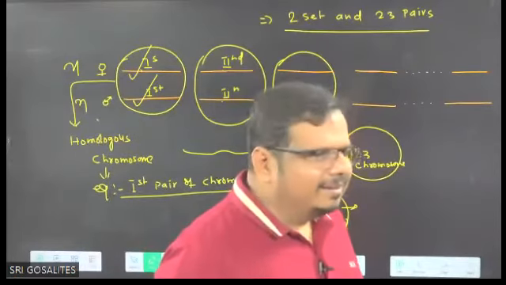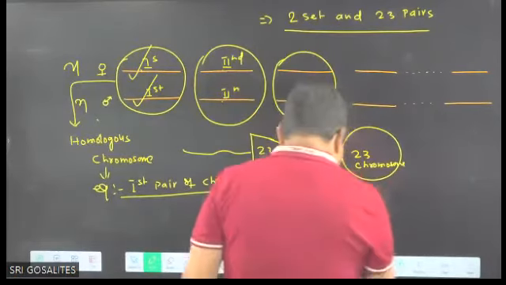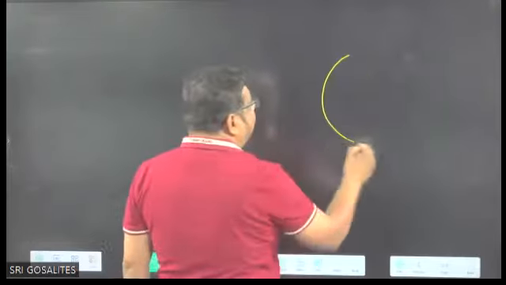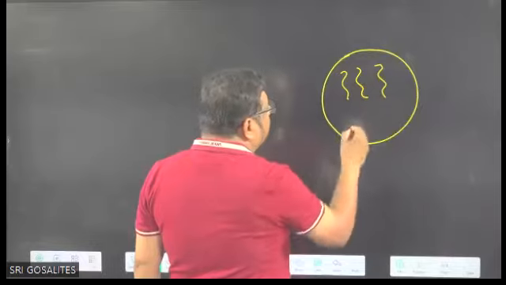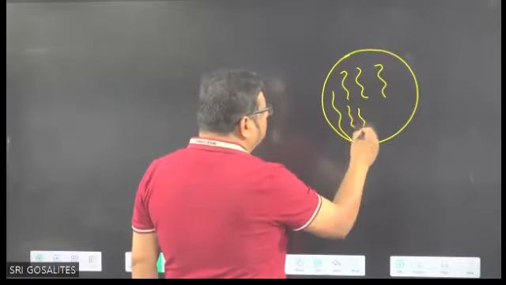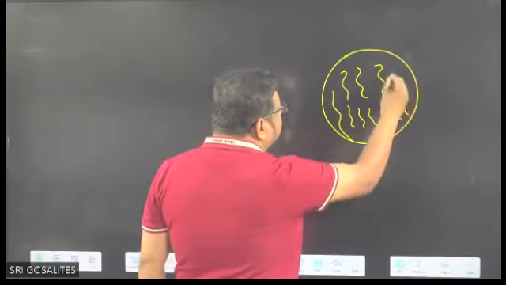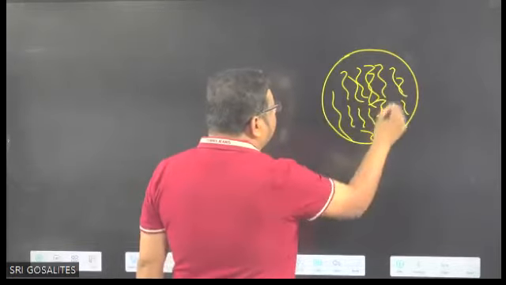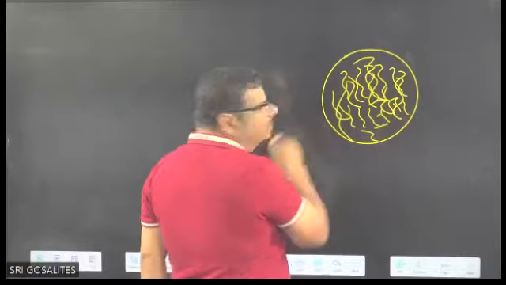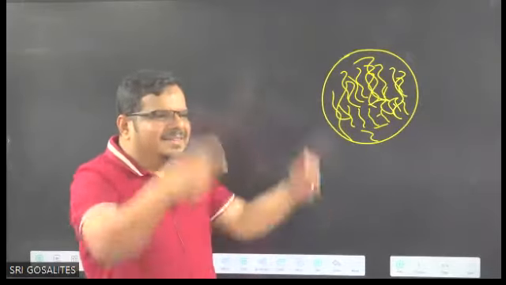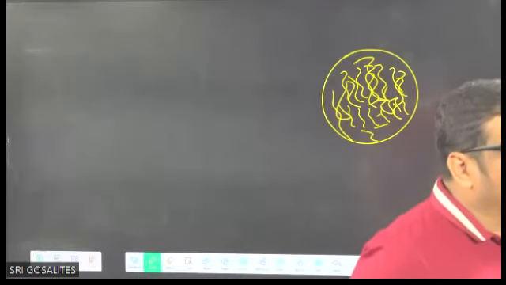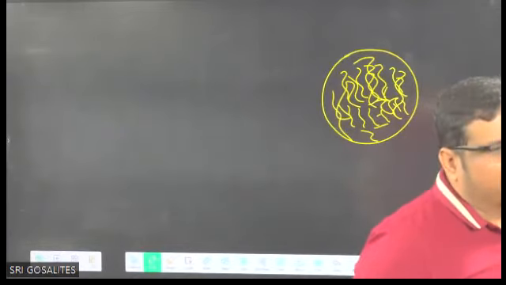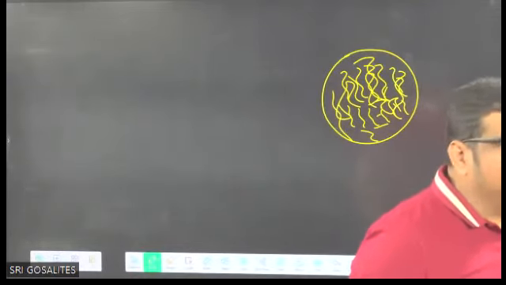Clear? Now suppose that here is an egg, and here are 1 chromosome, 2 chromosome, 3, 4, 5, 6, 7 chromosome. Likewise, how many chromosomes are there? 23 chromosomes are there. I just told you that 23 chromosomes are there. So how do you say who is the first? The longest one is the first.